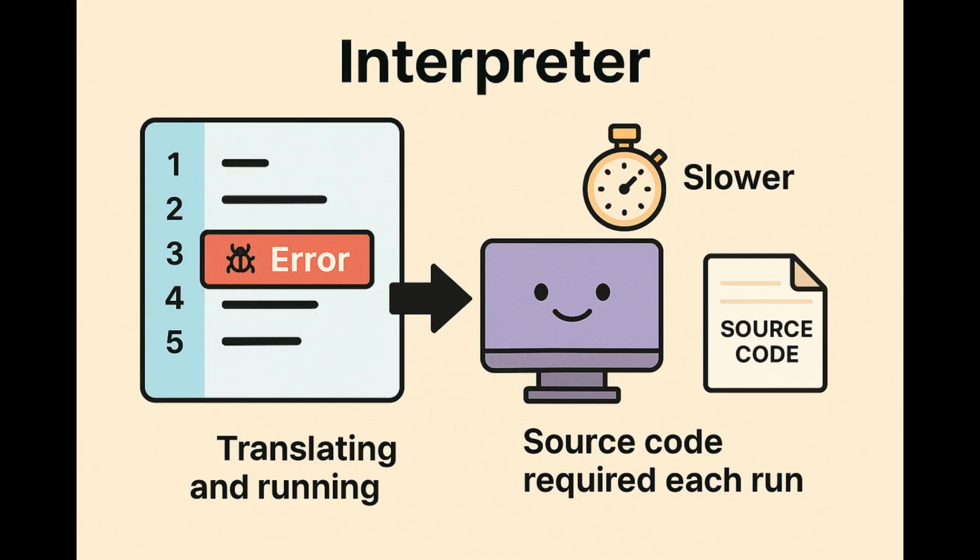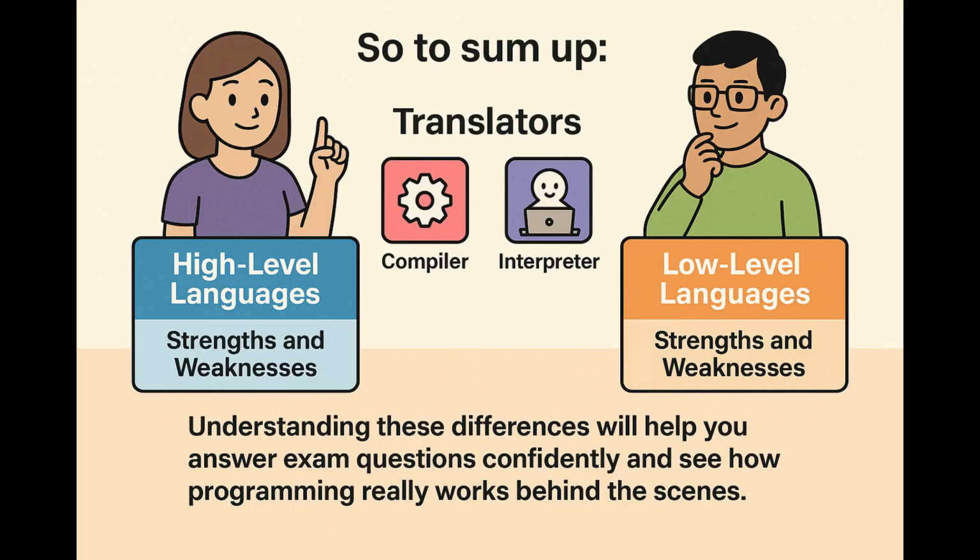The second type is an interpreter. An interpreter works step by step, translating and running your code one line at a time. The advantage here is that errors appear immediately, which is brilliant for learning and testing your code. The drawback is that it runs more slowly, and you need the source code present each time you want to run the program. So to sum up, high-level and low-level languages both have their strengths and weaknesses.